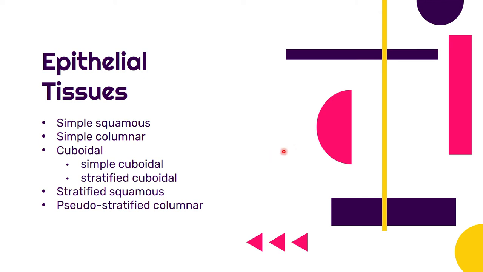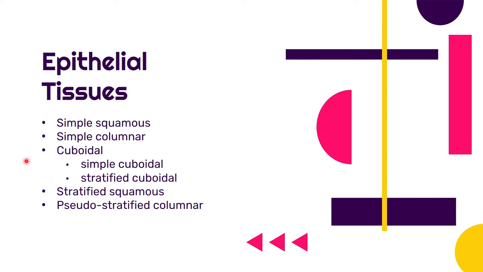But in your module, stratified cuboidal is not included. So I will not discuss it, because stratified cuboidal epithelium is a rare type of epithelium, and it is not in your module, so I will just not discuss it. Okay? So we're going to know each one of these specific types of epithelium.